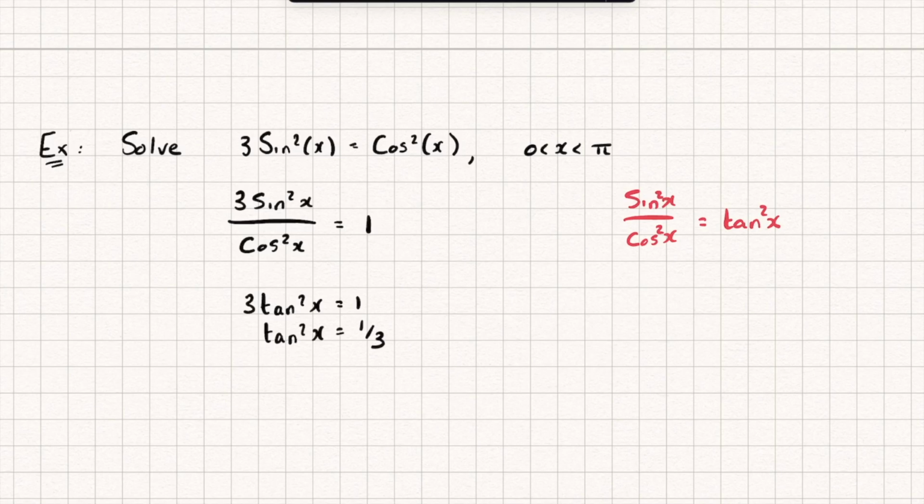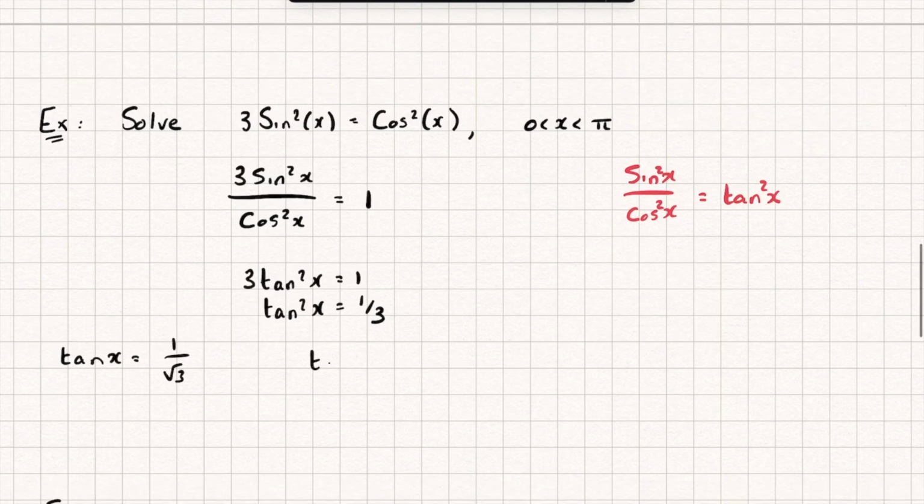Now we can square root both sides, and this is going to leave me with 2 equations. Don't forget the plus and the minus one. So I'm going to have to solve where tan of x equals 1 over root 3, and where tan of x equals negative 1 over root 3, because remember, when you square root you get a positive and negative solution. Now it's up to you.